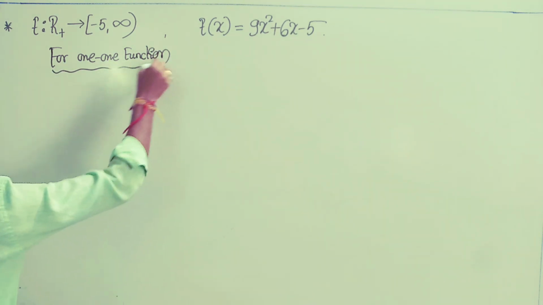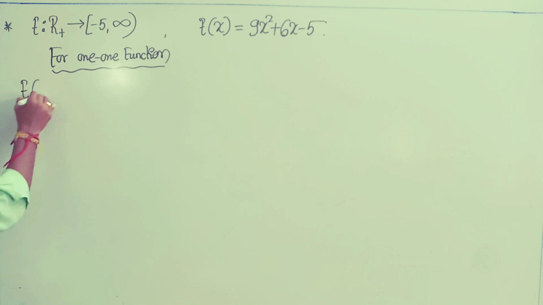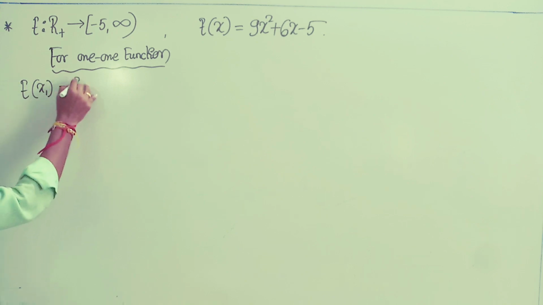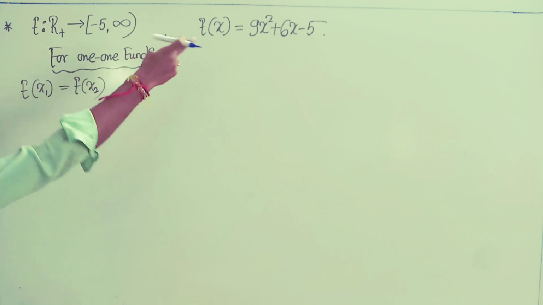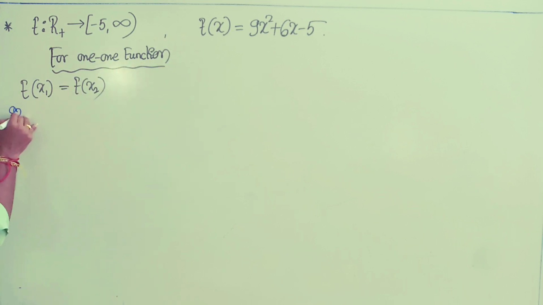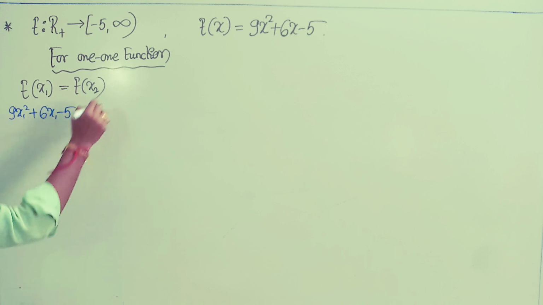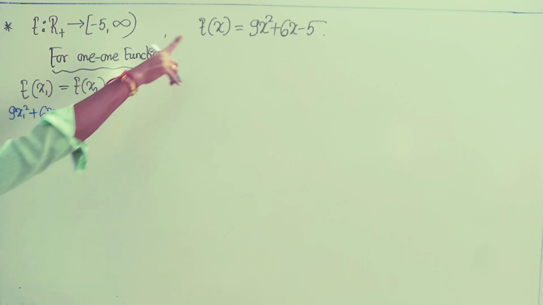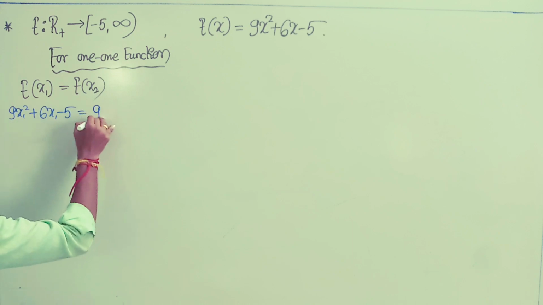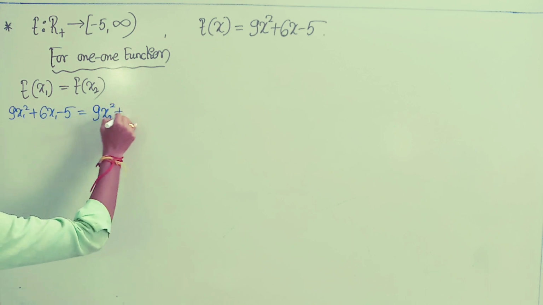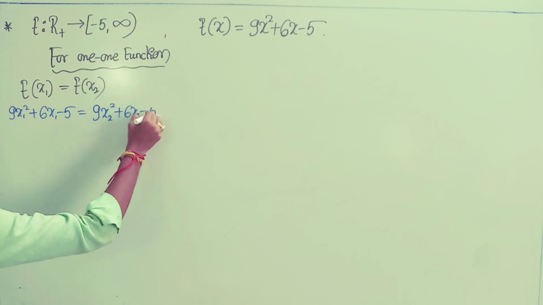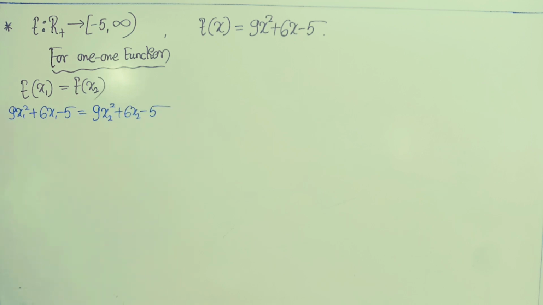Concentrate on the board now. It will be f of x1 is equal to f of x2. What is f of x1? Can you say? F of x1 will be 9x1 square plus 6x1 minus 5. The same question I am taking, instead of writing x, I am writing x1. And 9x2 square plus 6x2 minus 5. In this one, 5 will be cancelled.